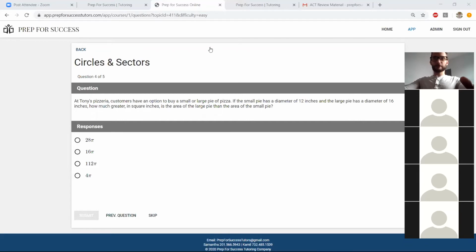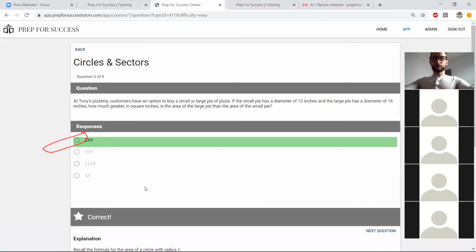All right, 5, 4, 3, 2, and 1. Okay, only got a couple of votes, but you guys are correct. The right answer here is 28 pi. Very good, very good. So the reason why this one is 28 pi is because of a couple of things. I'm going to work through that and explain why.